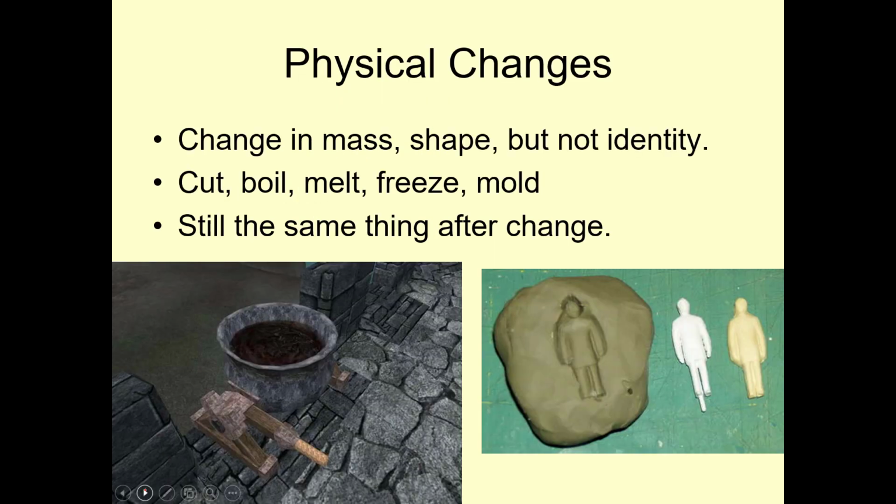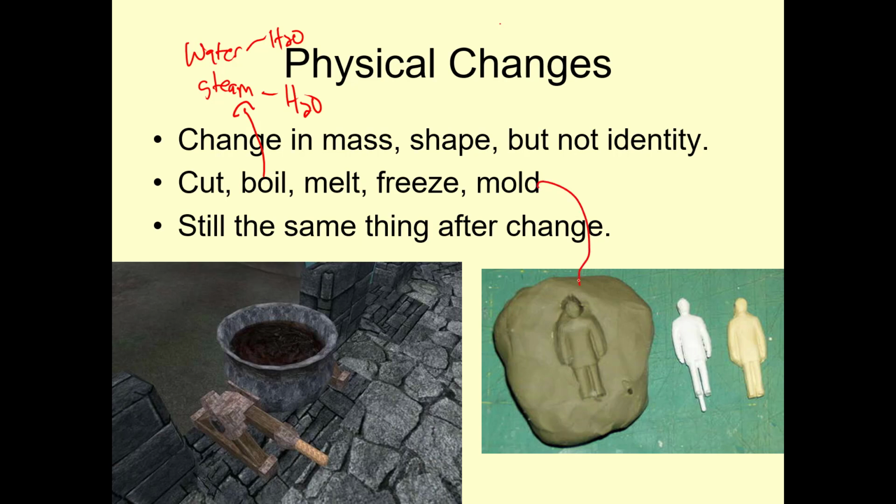Physical changes. A physical change is a change in mass or shape, but not identity. Examples of physical changes would be cutting something, boiling something. Now notice if you boil something, you might go, hey, water looks different than steam, right? But whenever you do a phase change, the formula for water is H2O, and the formula for steam is H2O. So notice how you're not changing any of those things. Same's true for boiling or freezing.